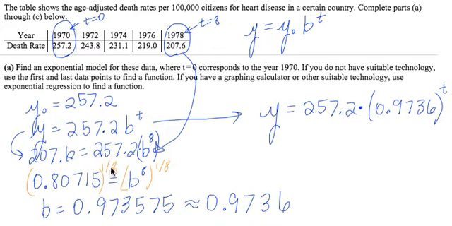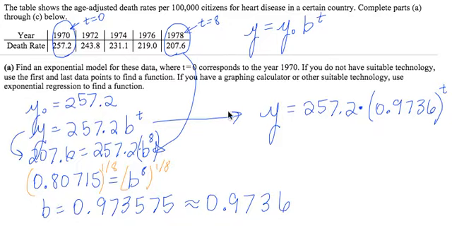Just be careful with rounding and stuff here. And I got b is this. Now my MyMathLab said to round to 4 decimals, so b is that. So plugging in b right here, taking the model up here, we get 257.2 times 0.9736 all to the t. And I actually tried it myself to make sure that it worked in my MyMathLab, and it does. This does right here.